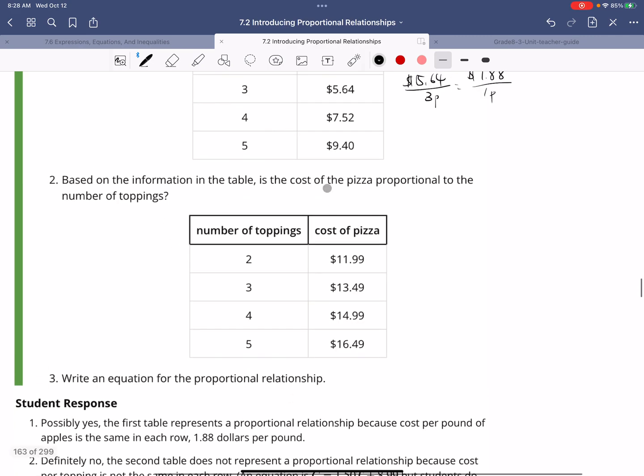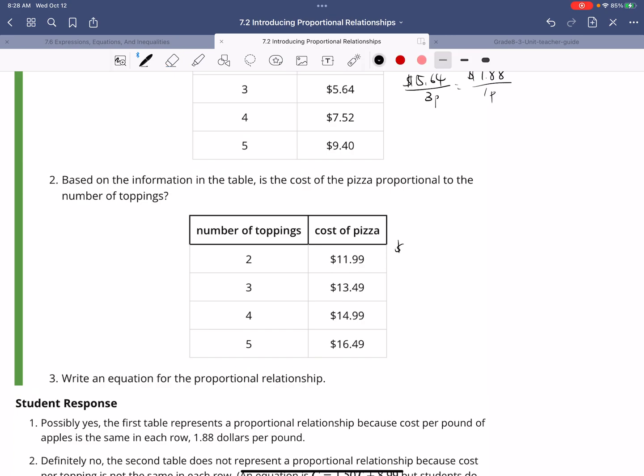Now, based on the information, is the cost of pizza proportional to the number of toppings? Already we know that it is not. Just think about a pizza. Let's say I had a pizza that was $10, and then you add a topping and it's $20, and then you add another topping and it's $30. It doesn't work like that. The toppings cost a lot less than the actual pizza. Therefore, it's not going to be proportional. Intuitively, in a real world context, it just makes sense that it wouldn't be proportional. But let's take a look.